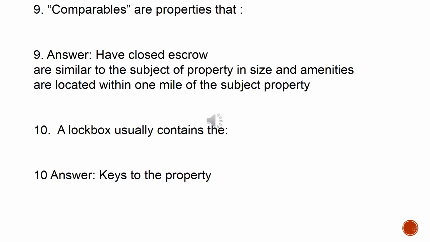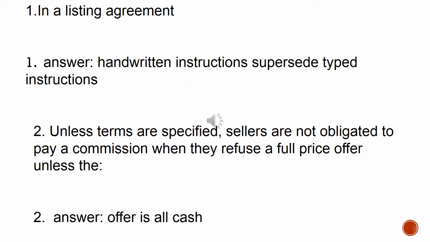Question number 9. Comparables are properties that? Answer: have closed escrow, are similar to the subject property in size and amenities, and are located within 1 mile of the subject property. Question number 10. A lockbox usually contains the? Answer: keys to the property.